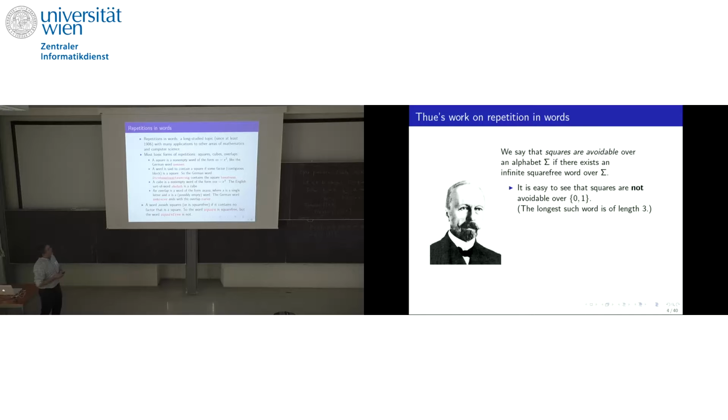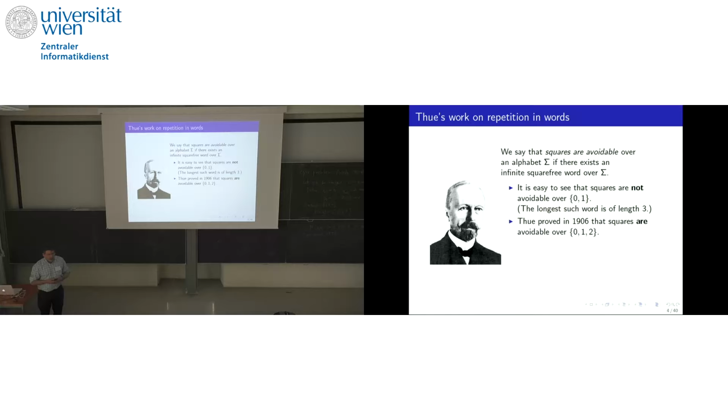Okay, so we say that squares are avoidable over an alphabet if there exists an infinite word that has no squares in it. And obviously, you can't do this over a two-letter alphabet. If you just write out the first four letters, you'll see why. But Thue proved in an important paper in 1906 that you could do this over an alphabet of size 3. And similarly, he proved that you could avoid overlaps and cubes over 0, 1.